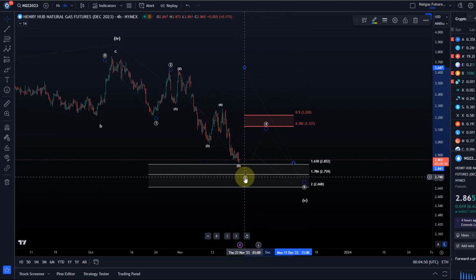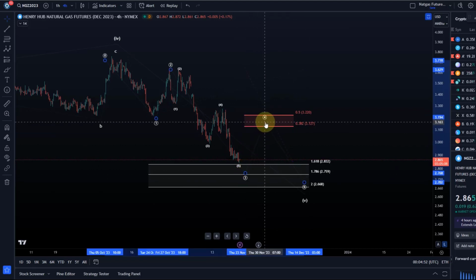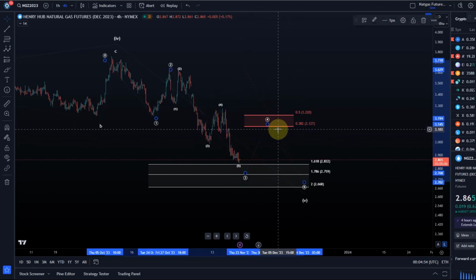But the ideal scenario would be we move up in a corrective fashion in a wave 4 into this area. Well, it's just resistance, so it's not necessarily a target. But a break above $3.22 could indicate that we have found a more or less lasting low on this chart. Then we need to think about, okay, could the actual top be in, or the actual low, could that be in?